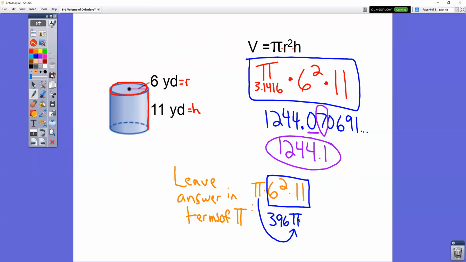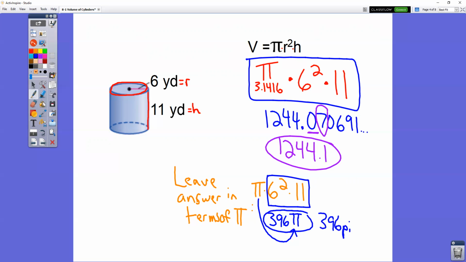I know that the pi symbol is at the beginning of the formula, but when you type your final answer, the number comes first, and then you have your pi symbol at the end. So our final answer here is 396 pi. In ClassKick, you would type this in as 396 pi. Lowercase p, lowercase i, no spaces in between.